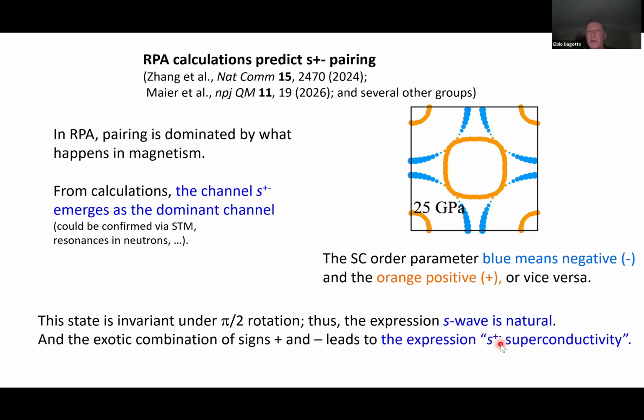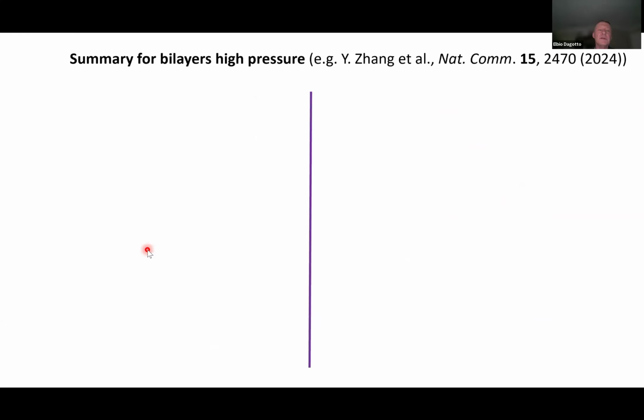This is the same notation as used for the iron superconductors. And in those days, there were many experimental techniques that, once you have good samples, you can employ. For example, there is a resonance in neutrons that was predicted because of a non-trivial arrangement of the pluses and minuses, and it was confirmed experimentally. So we badly need good large samples in this area to keep on moving forward. So this is a summary for the bilayer nickel oxides at high pressure. And next, I will switch to the thin films.